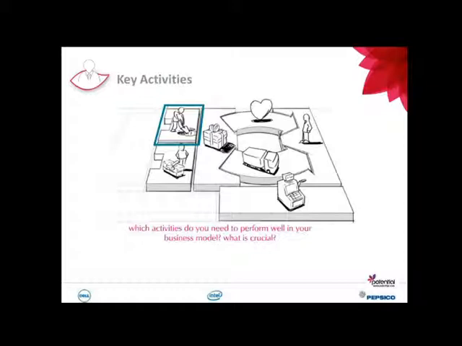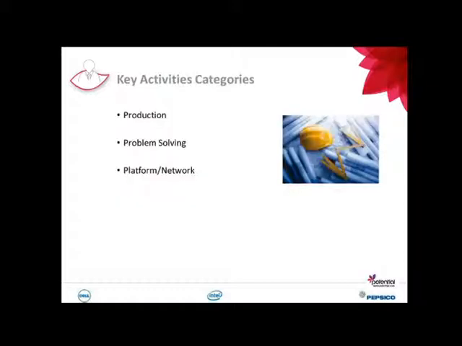So when we're talking about key activities, there are different categories. You have the production. Of course, if you are producing on an industrial level, the product, whatever that product is, or even if it's handcrafted or made by hand, you have the production, which is a key activity in your case. Another key activity category is problem solving. So you take a look at how your solution is solving problems for your customers, and then you say that this is a key activity for you.